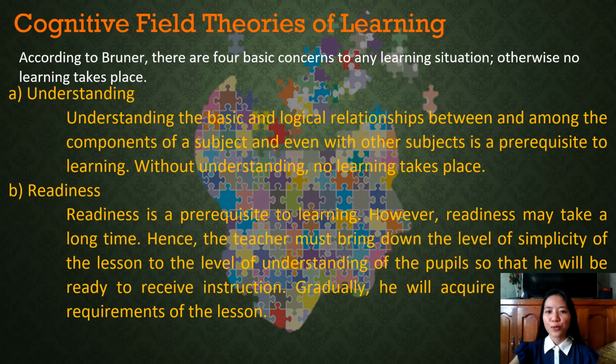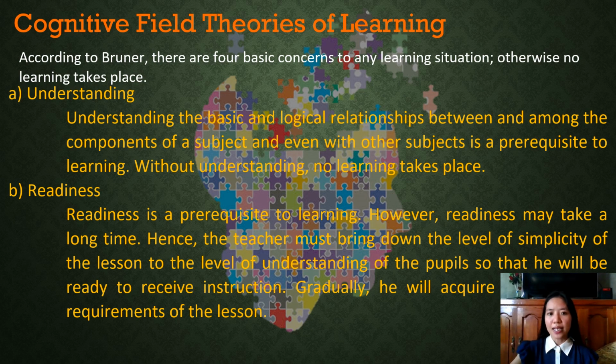Furthermore, according to Bruner, there are 4 basic concerns to any learning situation. Otherwise, no learning takes place. These are understanding, readiness, independence, and motivation. Understanding the basic and logical relationship between and among the components of a subject and even with other subjects is a prerequisite to learning. Indeed, because you cannot move forward or go deeper in the learning process if comprehension was not achieved. Without understanding or comprehension, no learning will take place.